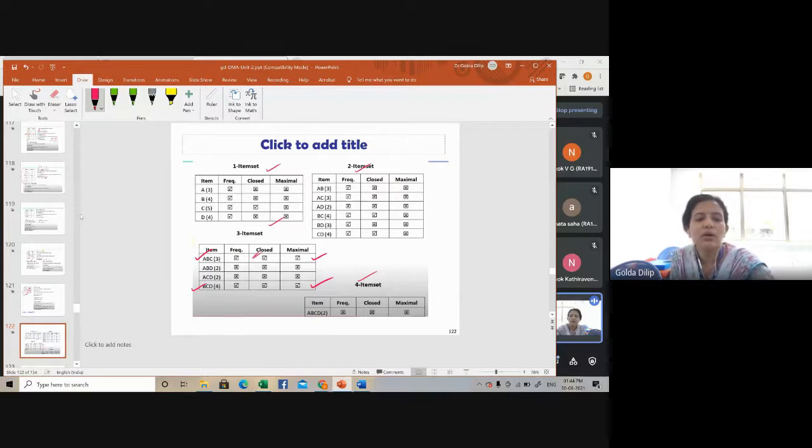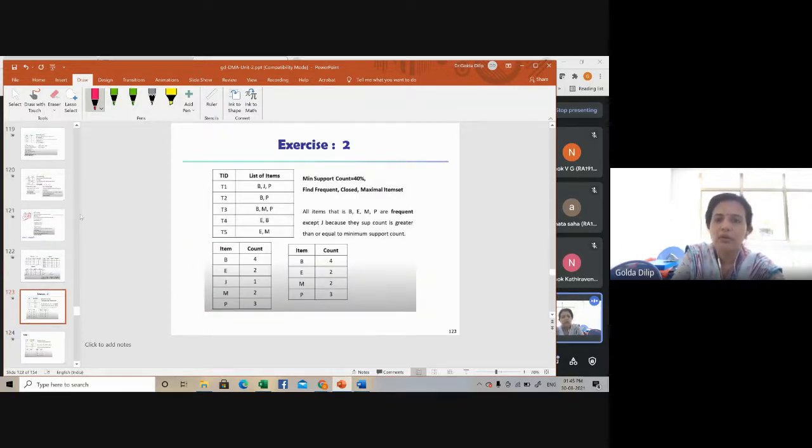ABC has a support count of 3. By the downward closure property we just learned, you can say that all its 2 to the power k subsets are also frequent. So for association rule mining, the closed property is used, and the maximal property is not commonly used. That's what I wanted to tell you. Have you understood the difference between a frequent pattern, a closed pattern, and a maximal pattern? Yes or no?